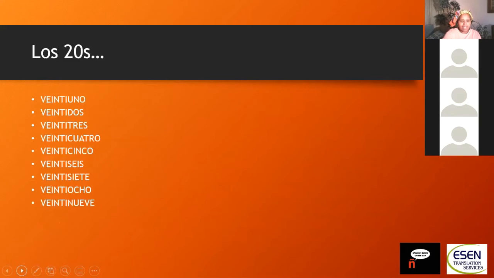Let's go to the 10s. Or let's go to the 20s. Now, the 20s, from 21 to 29, it's one word. We're going to see a difference when we get to 30, 40, 50, 60, etc. But let's go through this list.